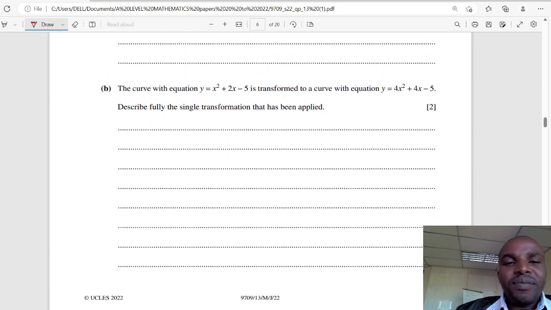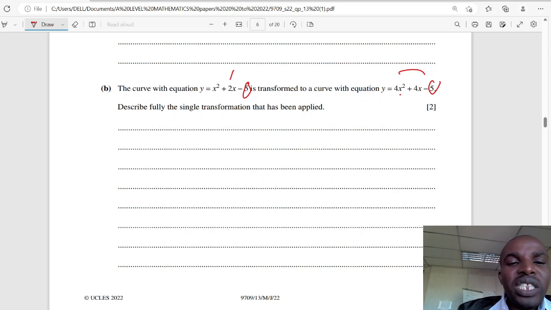Right, then next, they say the curve with the equation y is equals x squared plus 2x minus 5 is transformed to a curve with the equation, this one. Then describe fully the single transformation that has been applied. What you have to check are the differences between the two items. We have minus 5 and minus 5, still the same. Which means on the y-axis, there's no translation. Even on the x-axis, there's nothing that is adding here. But you can see, this one was 2, it's now 4. And here there was 1, and it's now 4.